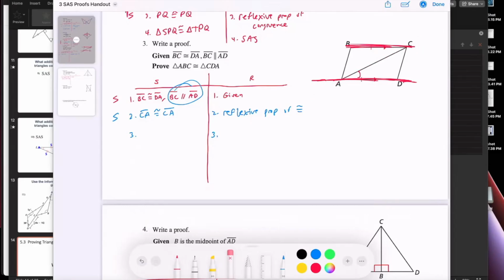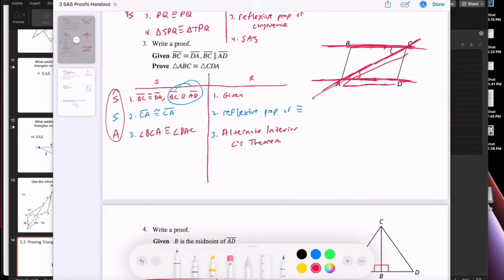So if I look at these angles here, so angle BCA and angle DAC, so that angle there, we can say that according to the alternate interior angles theorem, those are in fact congruent. So we do have an angle. So it looks like we have all three pieces.